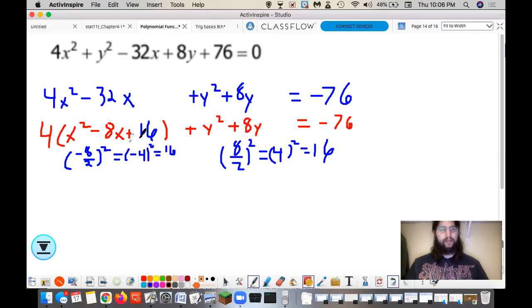What did I add here to the left side of my equation? I didn't add 16. I added 4 times, if we look at the distributive property, 16. So that's what I got to add on the right side of my equation. 4 times 16. Now right here, I need to add 16 again. I need to add another 16 over here. That's all the calculations. Now I just got to write the thing out.